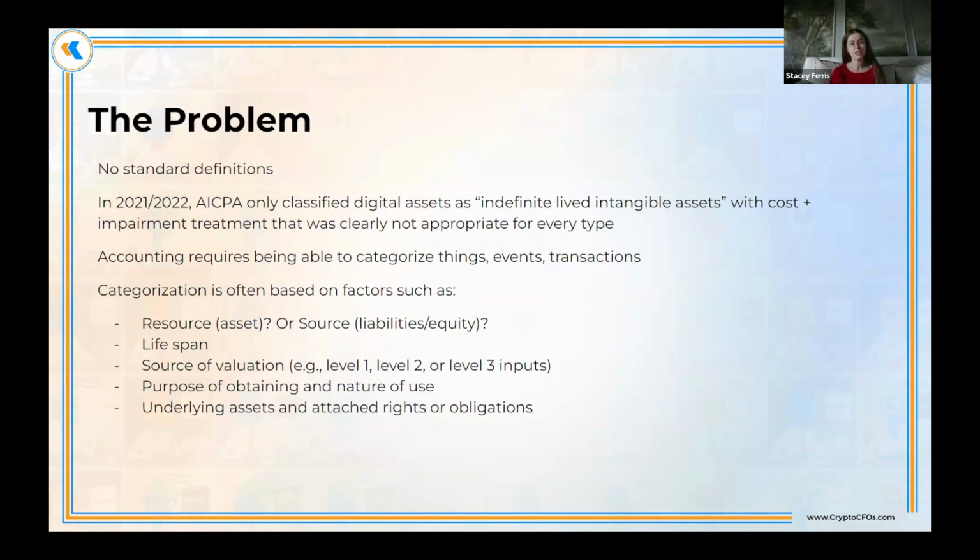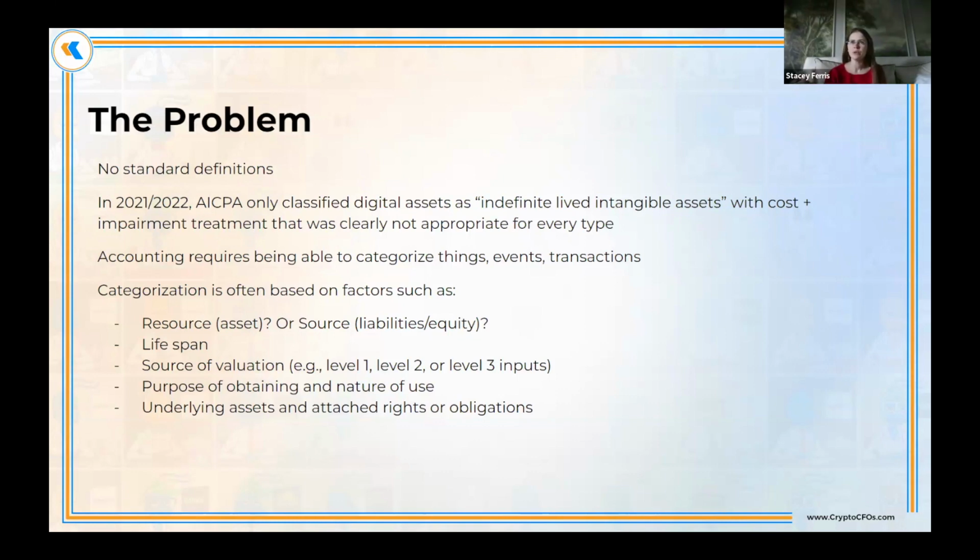So I started looking at, is it a resource? Is it an asset? Or is it a source? Is it a liability? Or is it some kind of equity? What's its lifespan? What's the source of valuation? Does it have a reliable source of valuation? Do we have level 1 fair value inputs? Or is it more of a level 2 or a level 3? With DeFi, sometimes you have more of level 2 type inputs. What's the purpose of obtaining it, and what's the nature of use? Is this the ordinary course of business? Are you purchasing it as an investment to hold on and to appreciate in value? How are you using this asset? And what are the underlying assets and attached rights and obligations that go along with it? So those were some of the considerations.